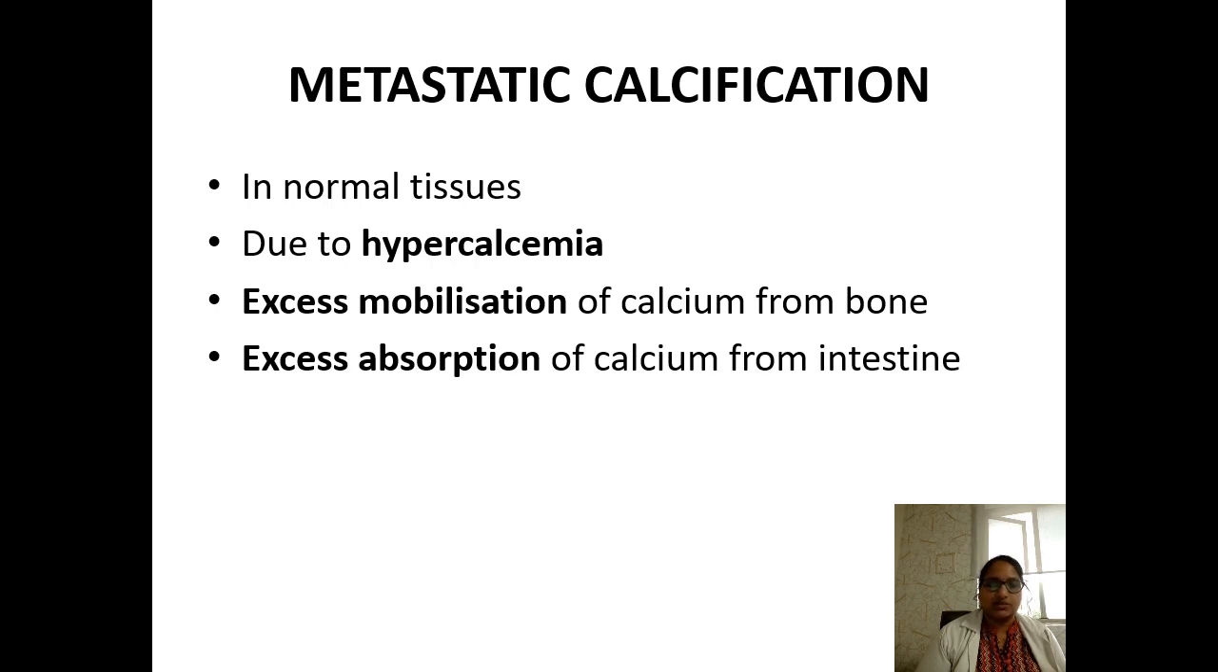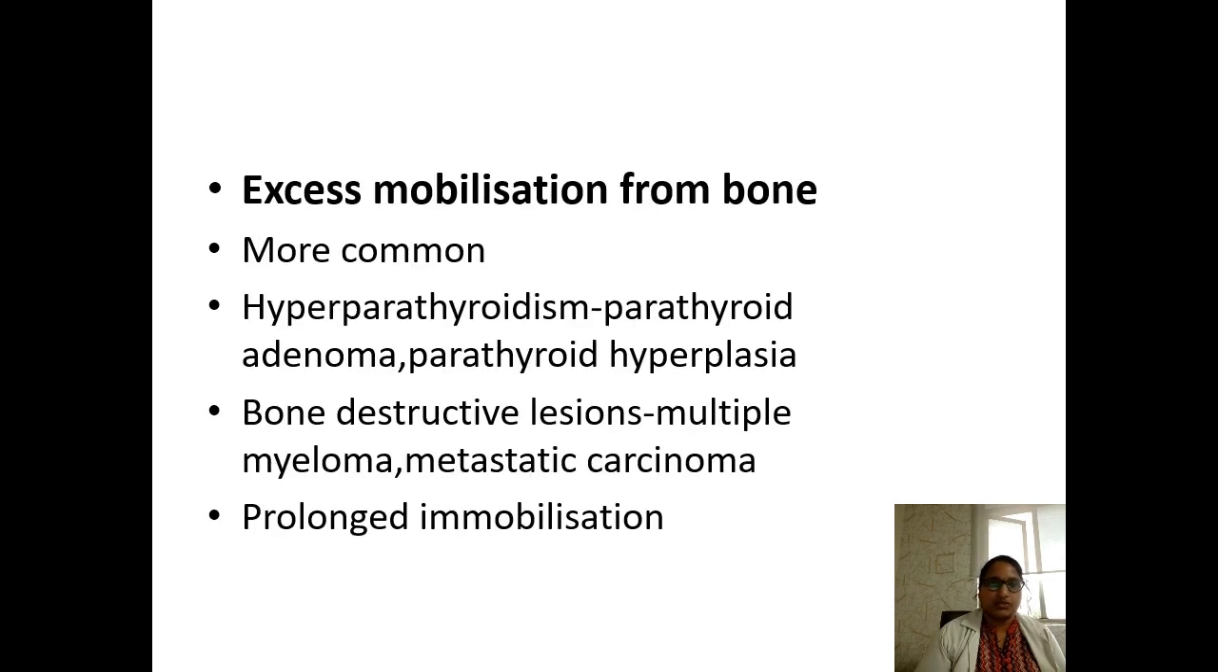Whereas in dystrophic calcification, the calcium metabolism and the serum calcium levels are normal. In metastatic calcification, the tissues are normal, but there is an abnormality of calcium metabolism and hypercalcemia will be there. So the calcium gets deposited in the normal tissues. The causes of excess mobilization from the bone are more common. This includes hyperparathyroidism, where the causes can be parathyroid adenoma or parathyroid hyperplasia.